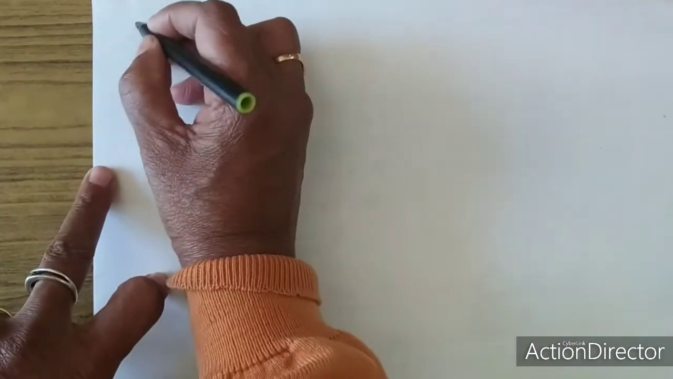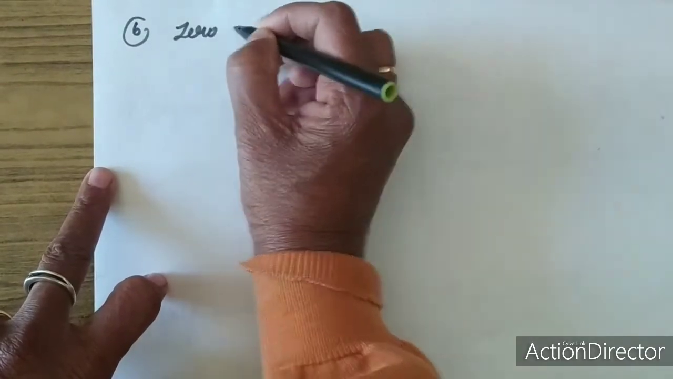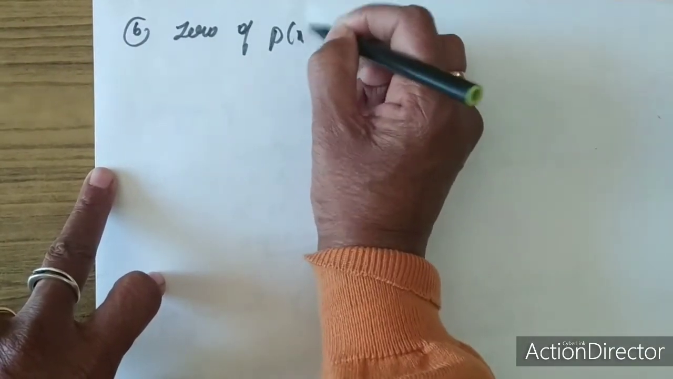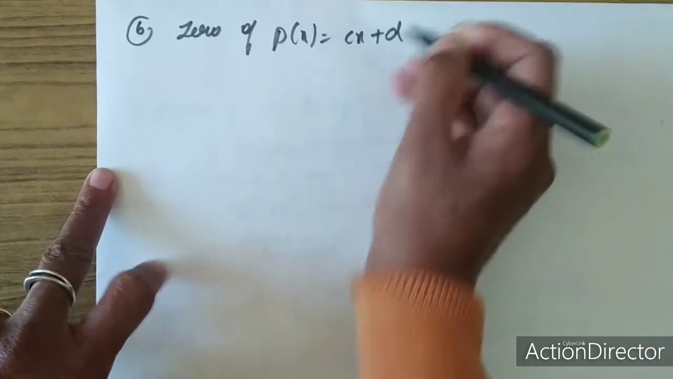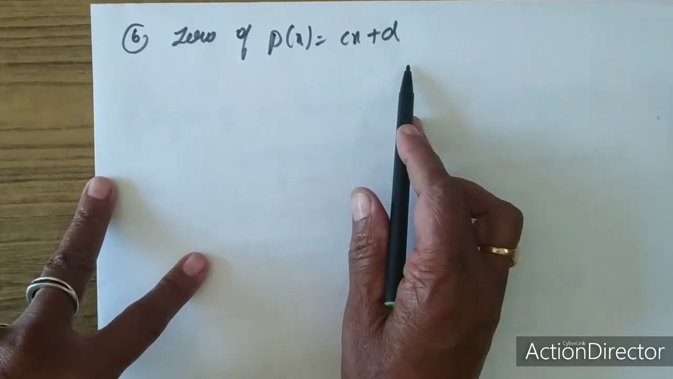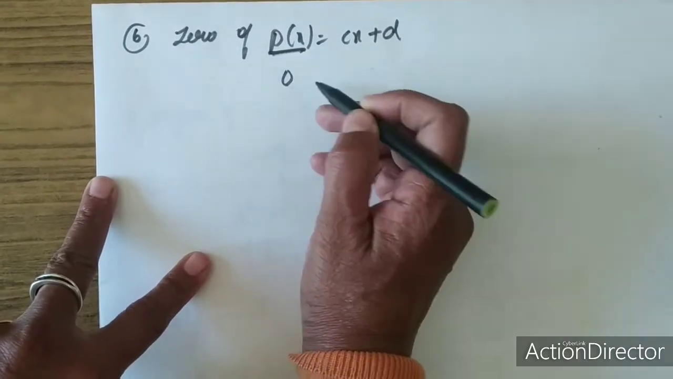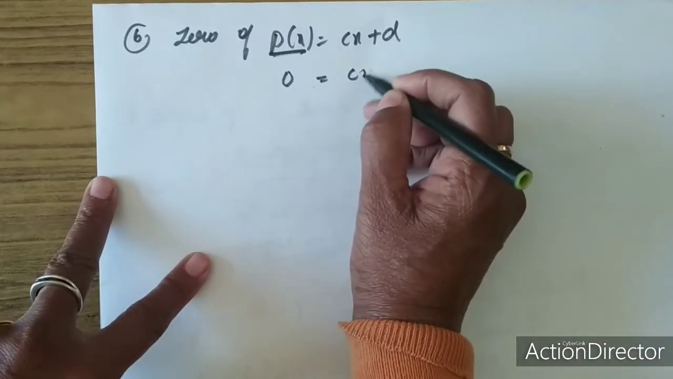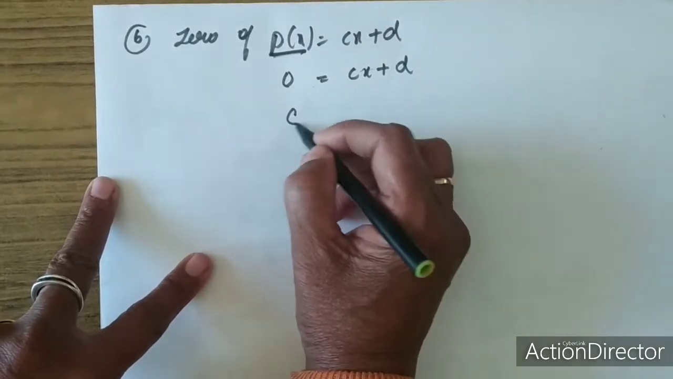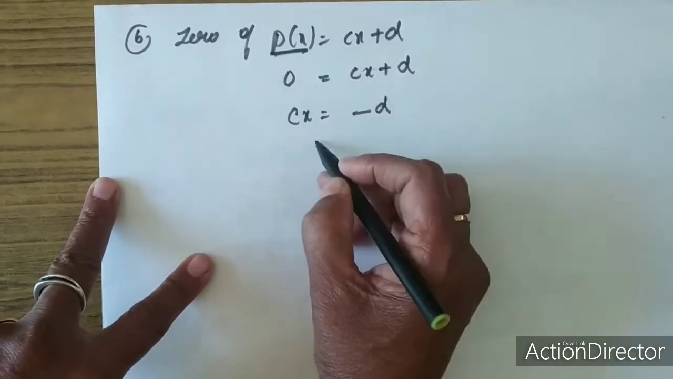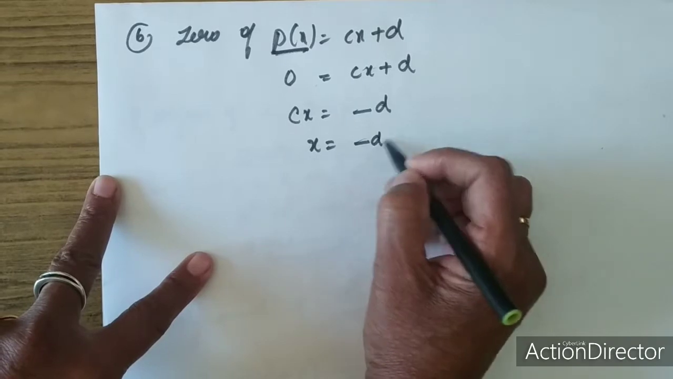Next one, find the zero of p of x is equal to cx plus d. We have to find the zero of this polynomial. Zero means you have to take p of x is equal to 0. So p of x is equal to 0. This is equal to cx plus d. So cx is equal to minus d. So x is equal to minus d upon c.